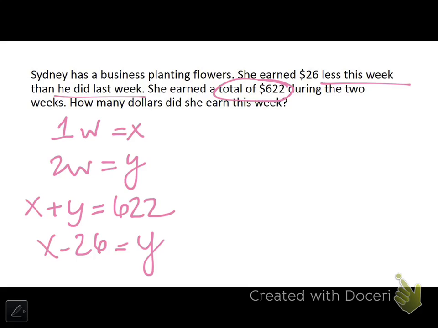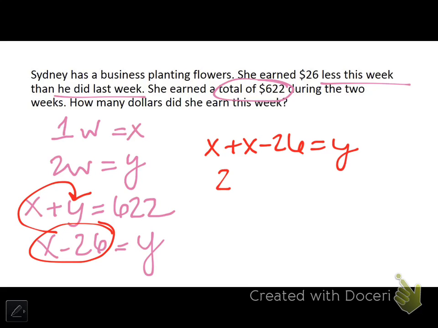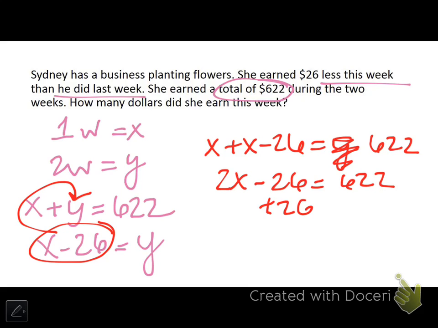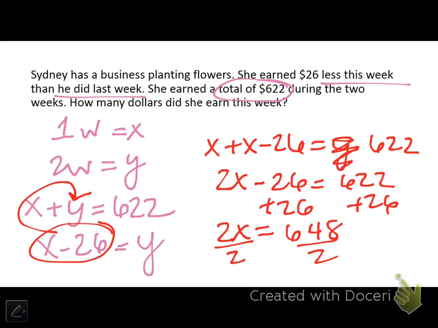So now we're going to use substitution. We're going to plug this in, so we're going to get x plus x minus 26 is equal to 622. Sorry. 2x minus 26 is equal to 622. Add 26 to both sides. 2x is equal to 648. Divide both sides by 2. And we get x to be $324.